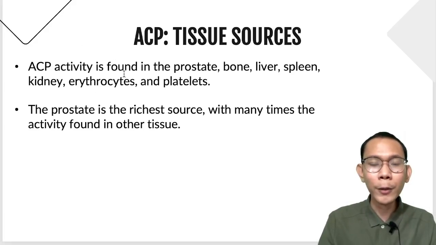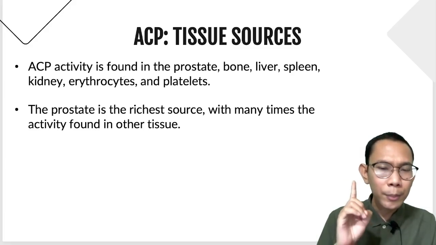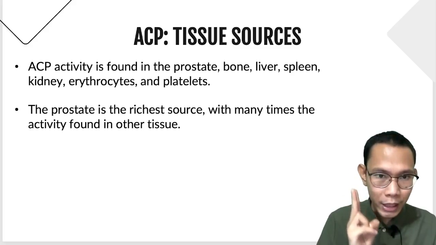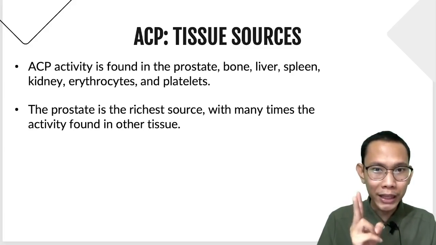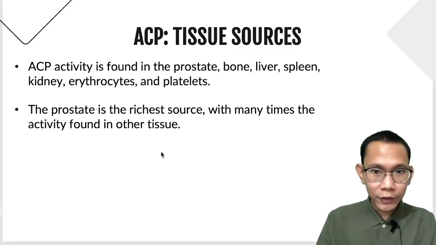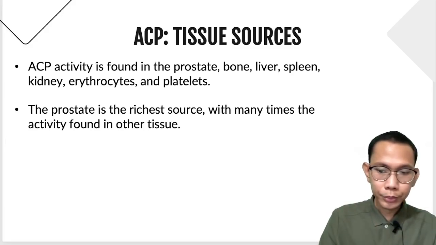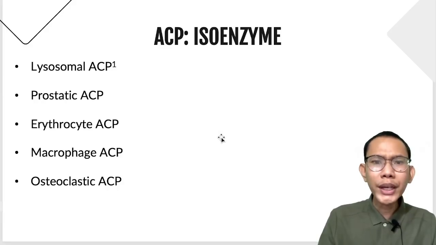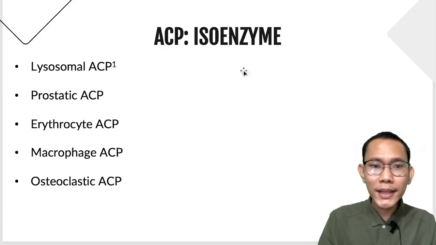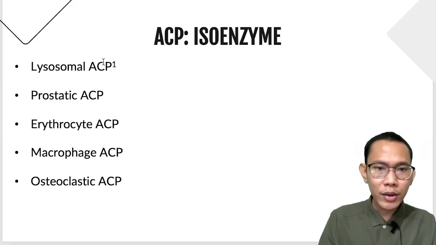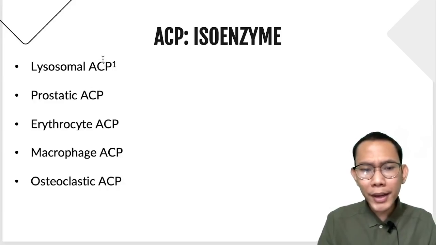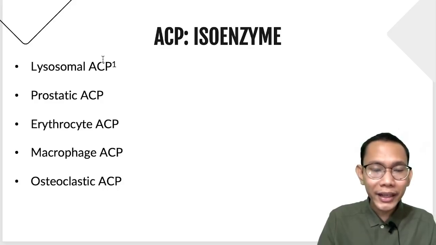Pag ACP, think of your prostate. Pag ALP, think of a bone pathology and think of a possible obstruction, liver or hepatobiliary obstruction. Pag ACP, think of your prostate. Similar with our ALP, meron tayong different isoenzymes ng ating ACP. These are the isoenzymes: we have lysosomal, prostatic, erythrocyte, macrophage, and osteoclastic. Yung lysosomal natin, of course, from the name itself, is present in the lysosome. So this is an organelle present in all cells with the exception of your erythrocytes.